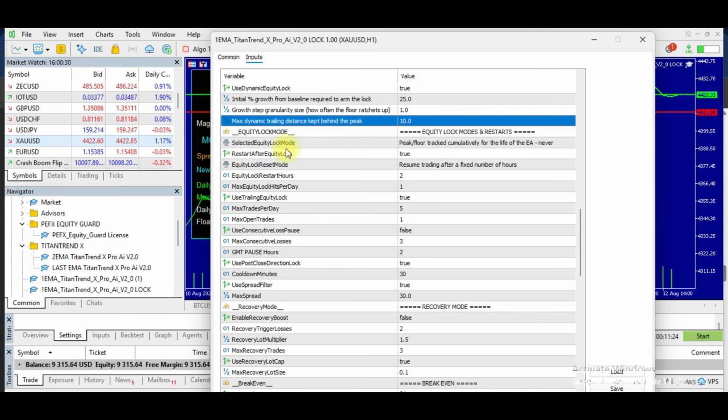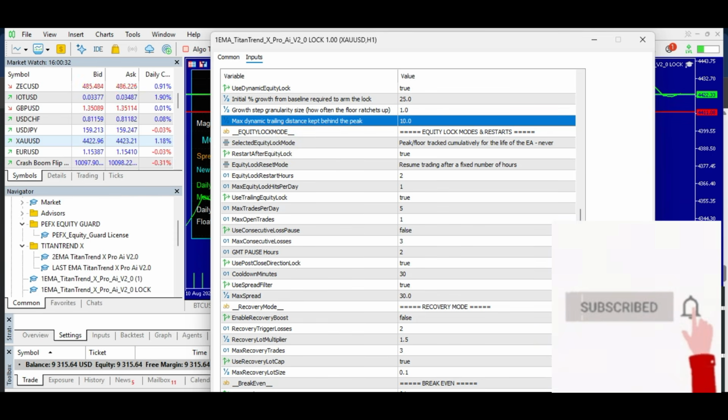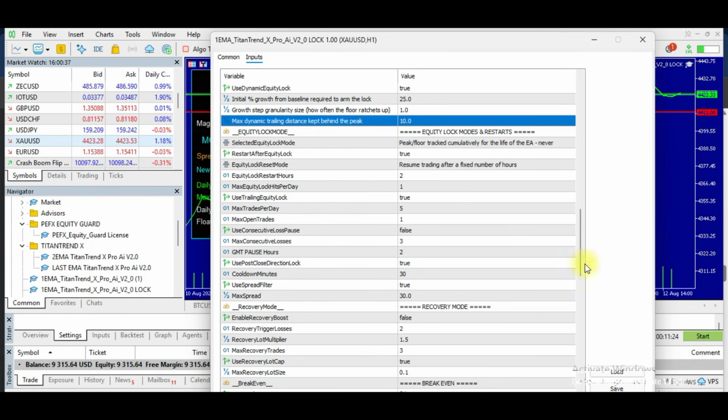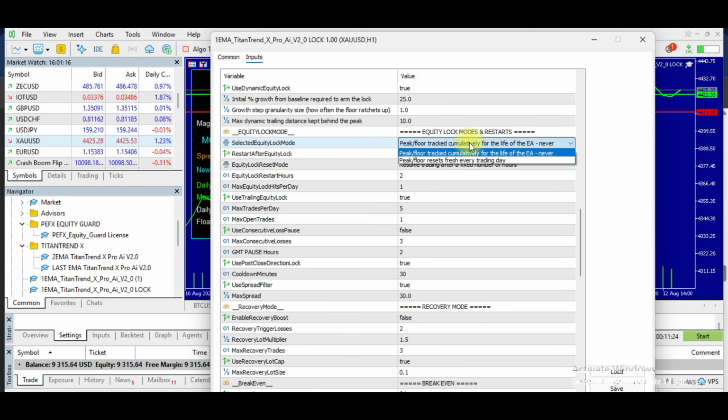Now, if the equity lock is hit by any percentage, what will happen? It is left for you to tell the EA. This one means it will be compounding, compounding your equity. Then this second one means reset fresh every trading day.